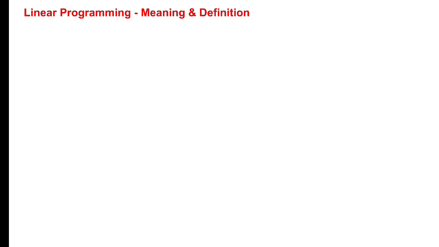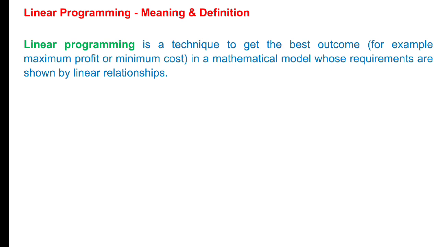Now we are going to study the definitions and meaning of LPP, linear programming problem. Linear programming is a technique to get the best outcome in a mathematical model whose requirements are shown by a linear relationship. Whenever we get profit or gain, we maximize. If it is not, we try to minimize.